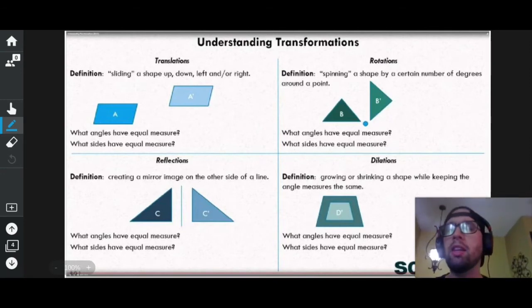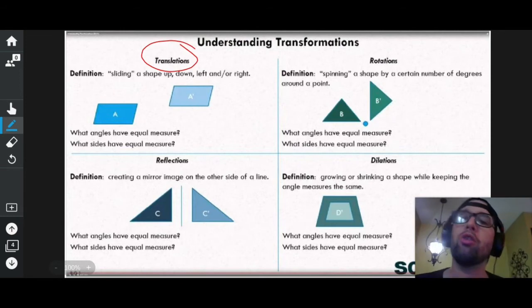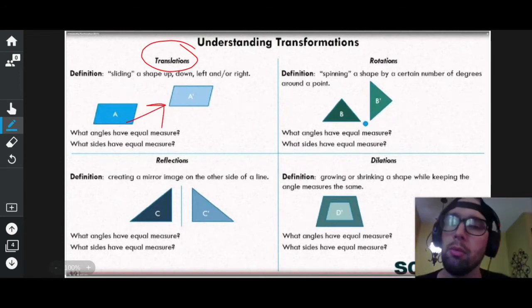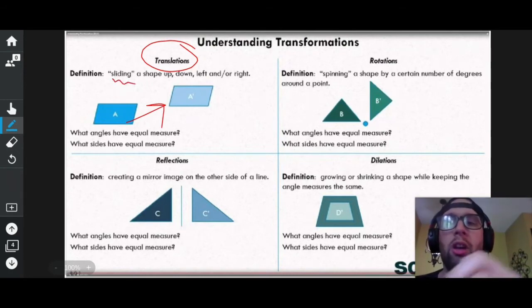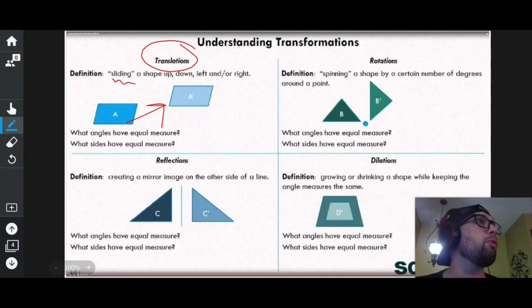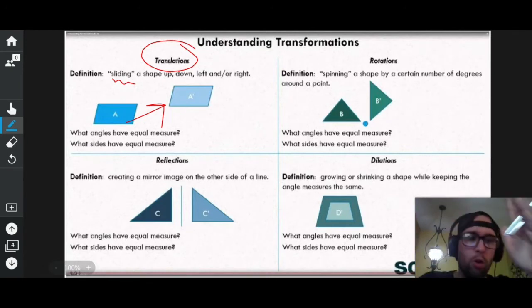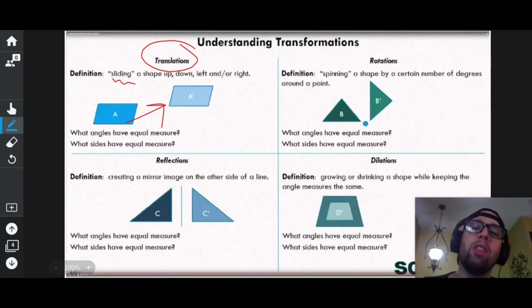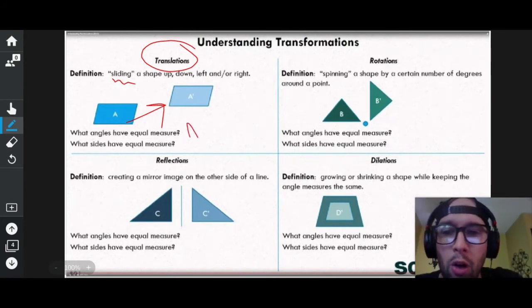There are 4 main things that we're going to be dealing with. First things first, translations. A translation is when you just take an object and move it. You slide it, as it says here. It doesn't change shape. It doesn't flip. It doesn't rotate. It's literally you take this guy and move it over there. It doesn't go sideways in any way. It doesn't go diagonal. You just move a shape. Translation is just moving a shape. What angles have equal measure? All of them.